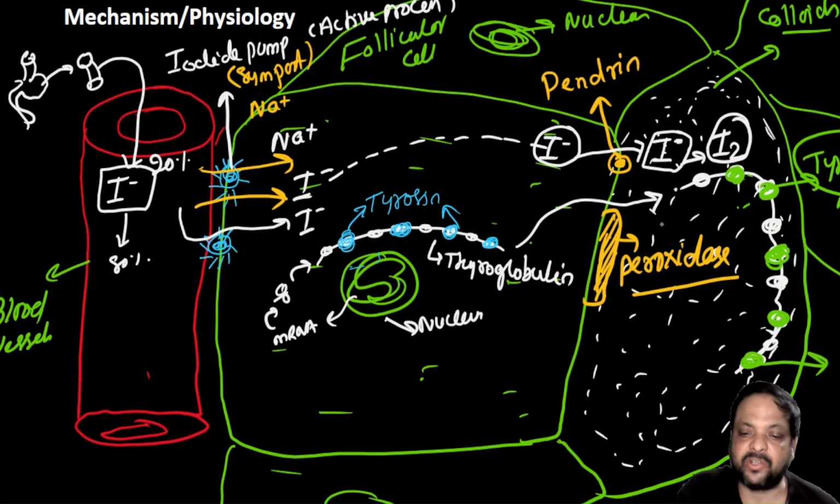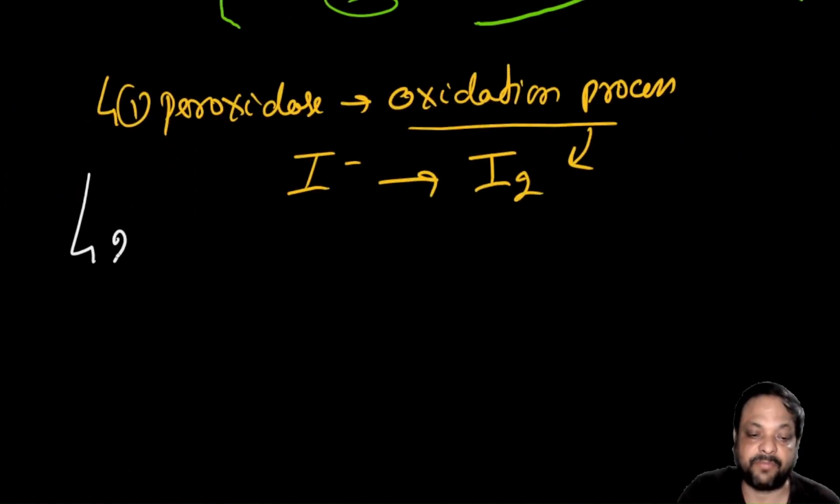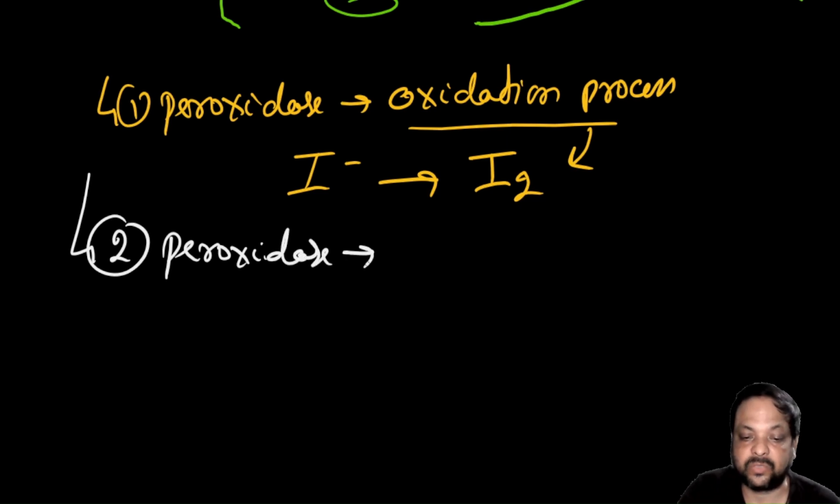The second function of peroxidase is a very important function: the addition of iodine to the thyroglobulin, which is called organification. Whatever iodine is present is later added to the thyroglobulin molecules. The first function of thyroperoxidase is oxidation, and the second function is organification.